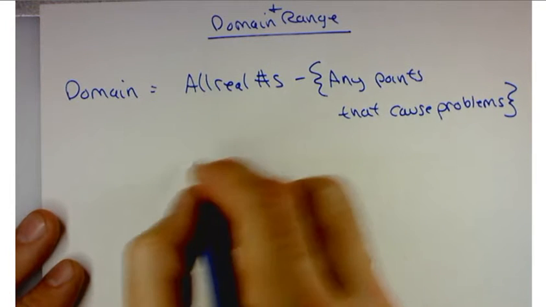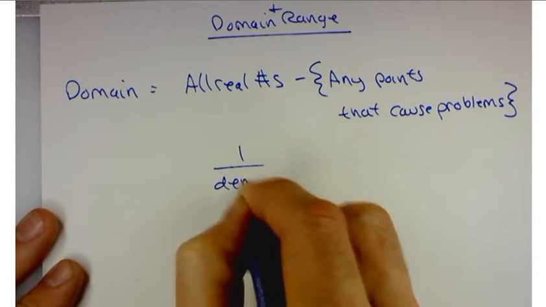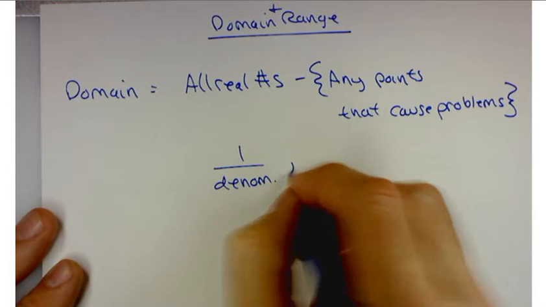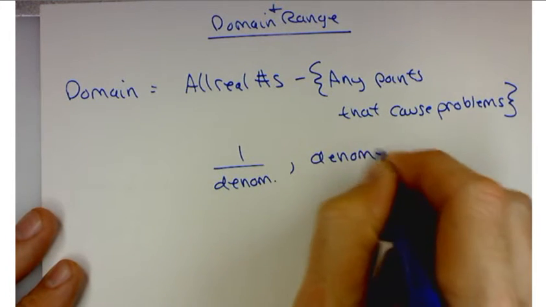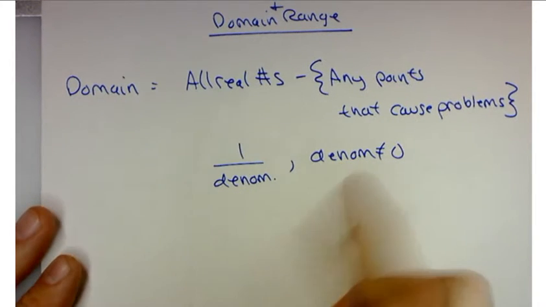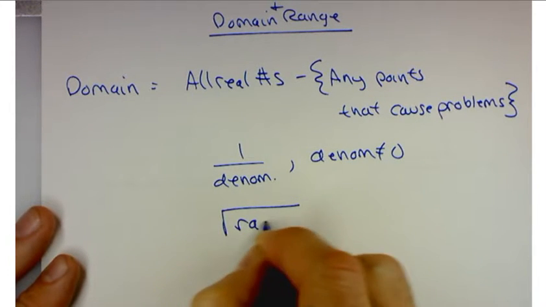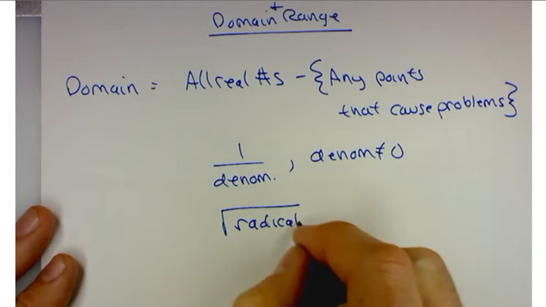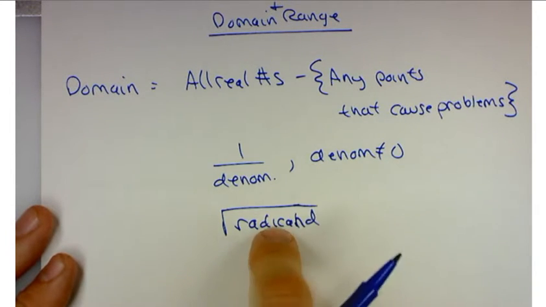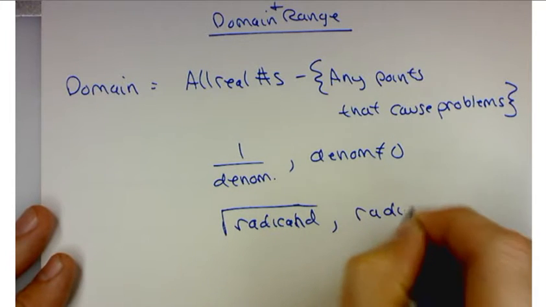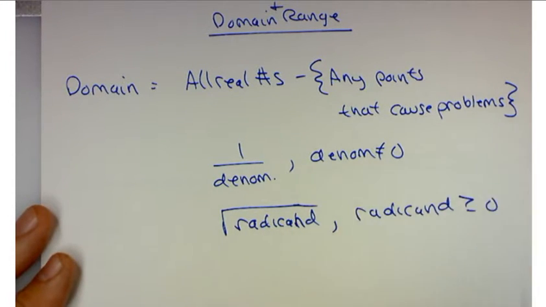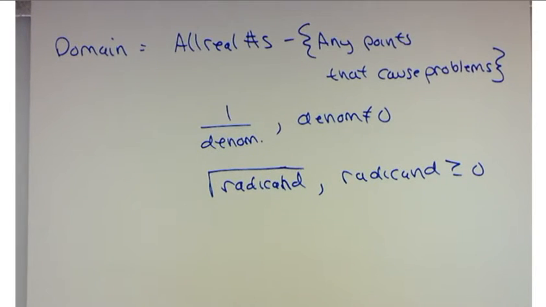So if you had 1 over the denominator, then the denominator can't equal 0. You'd have to throw out the points where that happened. If you had a square root, the part that's underneath the square root, the radicand, this has to be positive. Radicand is greater than or equal to 0. This is really informal. If I ever tried to publish a book writing like this, they'd laugh me out of the office. But it works in a setting like this. You don't have to have fancy notation and understandings. You just have to have this kind of notation and basic understandings.